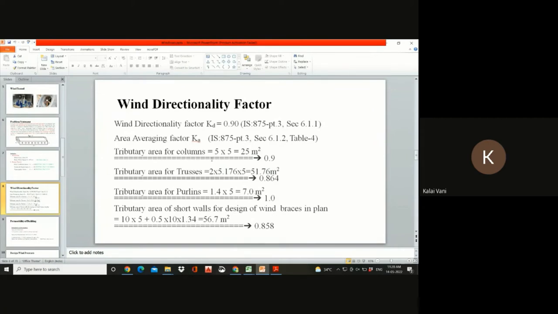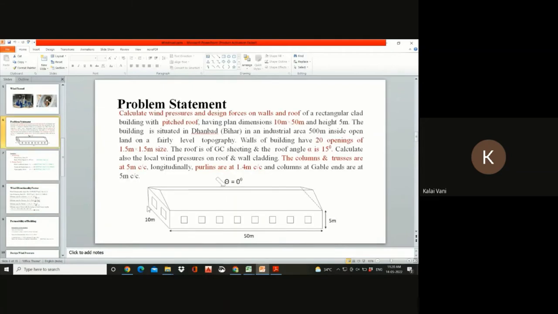So for column, truss and purlin we have calculated, and the next is for your short walls along your wind direction. Why are we concentrating on the short wall? Because this short wall is the one which is going to resist your wind. Here is the distribution area, right? But it is the one going to withstand it, so only it is considered as the worst case.